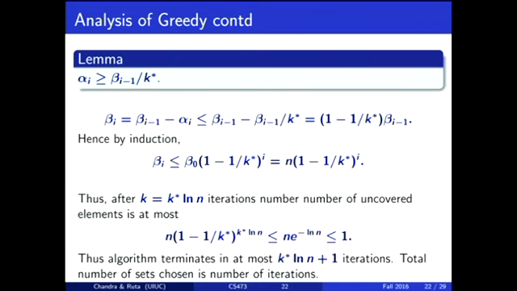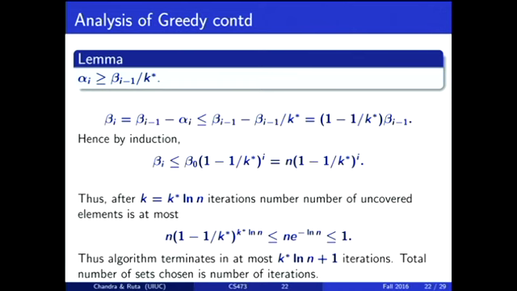So how many times do you have to go like this before I more or less stop? If I do log n times k star sets, I have only n over e to the log n left over. e to the log n is what? n, right? So after log n times k star sets, I will basically have only one element left. If I pay k star and cut the number of elements by half, how many times do you have to cut the number of elements by half before you stop? Log n times, more or less. Or you can just put k equal to k star log n, and after that many iterations, you basically have only one element left.